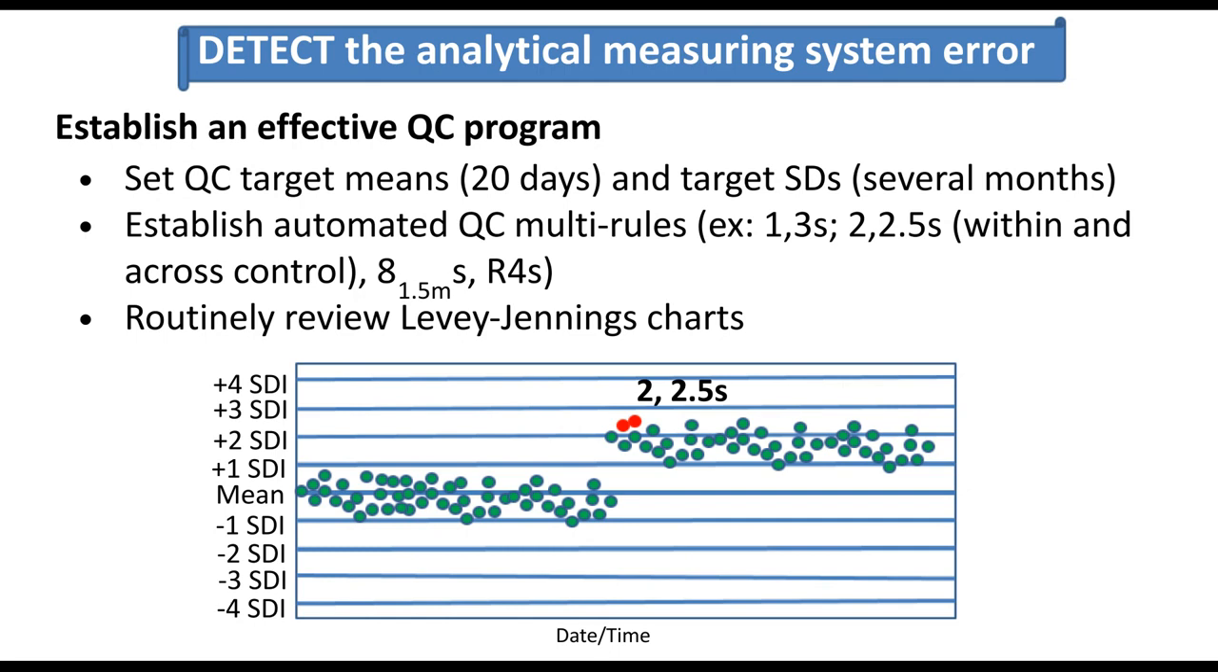An 8-1.5S rule, which is where 8 consecutive QC results exceed 1.5 SDs from the mean. And a range 4S rule, which is where 2 consecutive QC results within a control exceed a range of 4 standard deviations. So techs should also be examining Levey-Jennings charts whenever alerts fire to determine if an out-of-control condition is occurring.